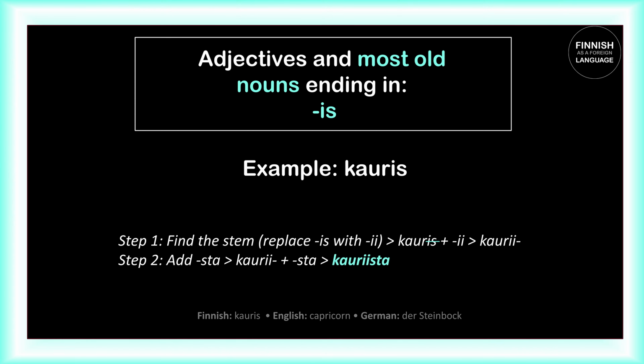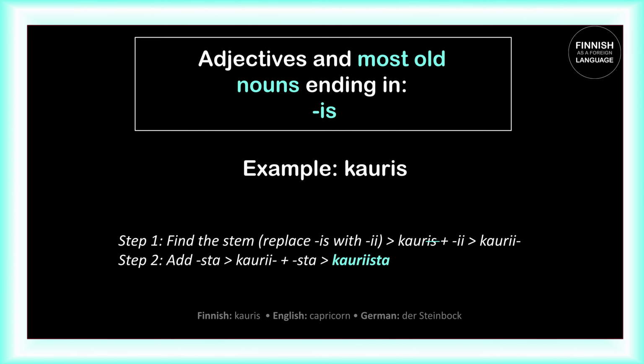Then in the second step we have to add sta to the stem, which means kauri plus sta becomes kauriista, meaning from the Capricorn or out of the Capricorn. Also here, in order to find the stem, we have to replace the ending is with a double I. Now, that's not always the case.